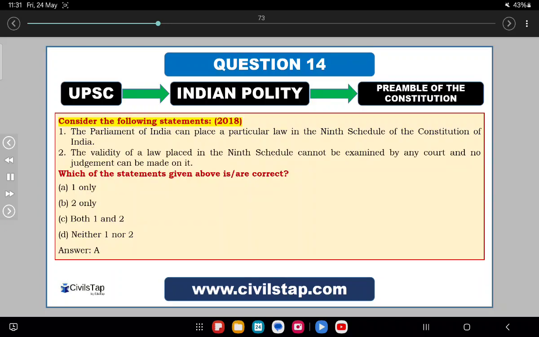Consider the following statements (2018). 1. The Parliament of India can place a particular law in the 9th Schedule of the Constitution of India. 2. The validity of a law placed in the 9th Schedule cannot be examined by any court and no judgment can be made on it. Which of the statements given above are correct? A. 1 only, B. 2 only, C. Both 1 and 2, D. Neither 1 nor 2. Answer, A. Question 14. UPSC Indian polity, Preamble of the Constitution.